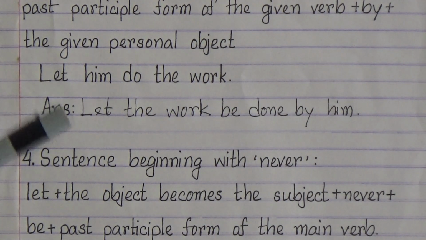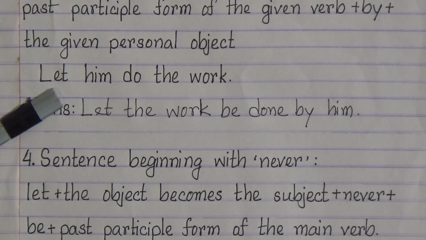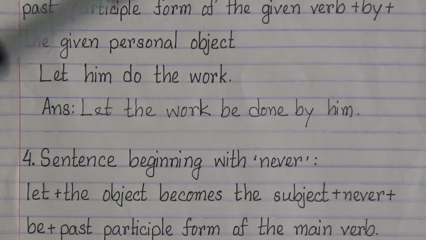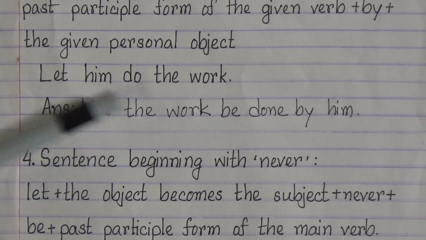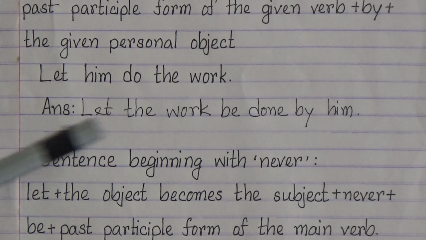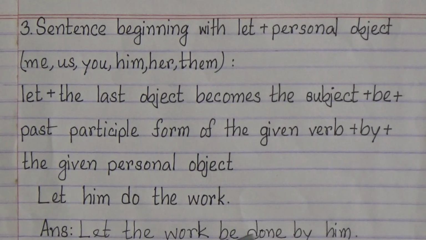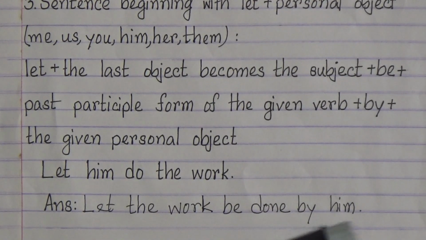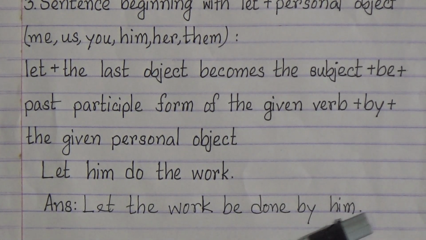So if the sentence begins with let, and then if you find the personal object, you will just follow this rule. So at first you will write let, then the second object becomes the subject, that means the work, let the work, then you will write be, then the past participle form of the main verb, then you will add extra by, and then the given personal object. So let the work be done by him. Now we will go to rule number 4.